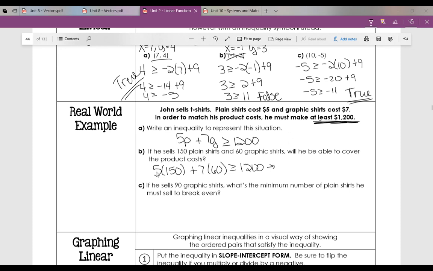So when you multiply 150 times 5, you get 750. 7 times 60 is 420. That adds up to 11,070, and that is not greater than 1,200. So no, that is not enough to cover his cost.